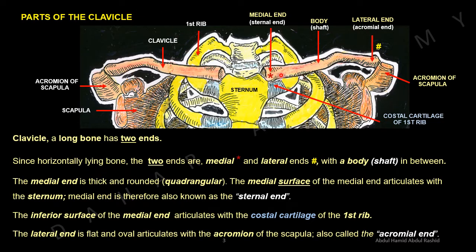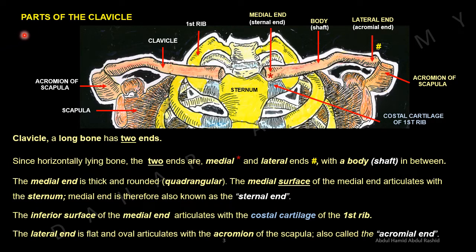These are two clavicles, right clavicle and left clavicle. Behind the clavicle, we have scapula, right and left. Each scapula has a process called acromial process. This is acromial process of the scapula.